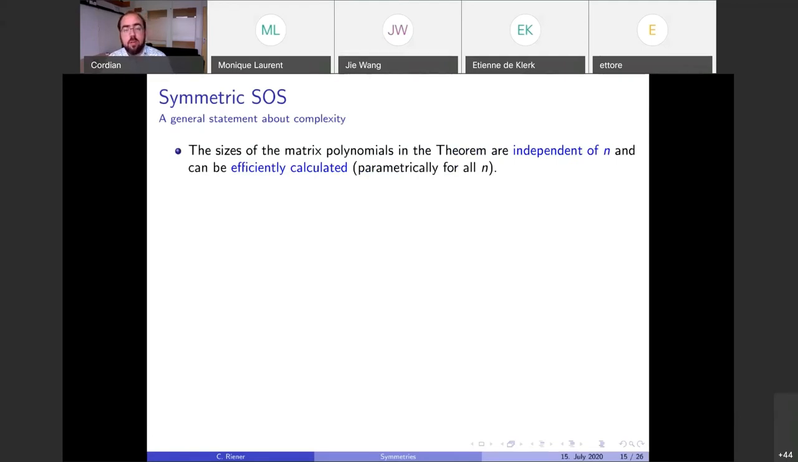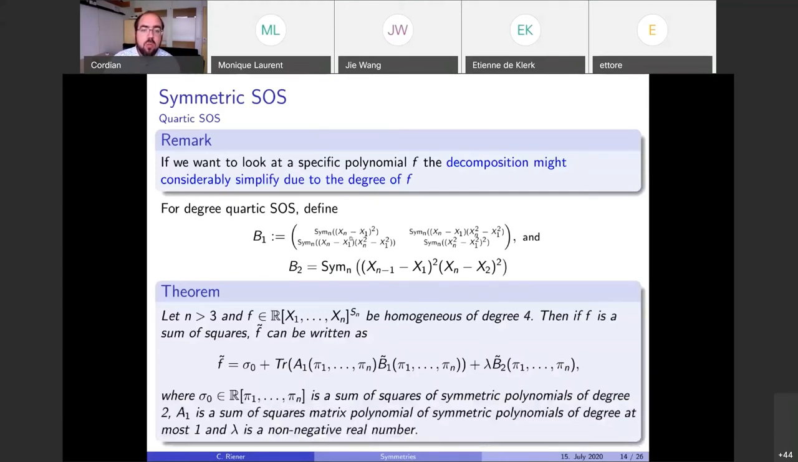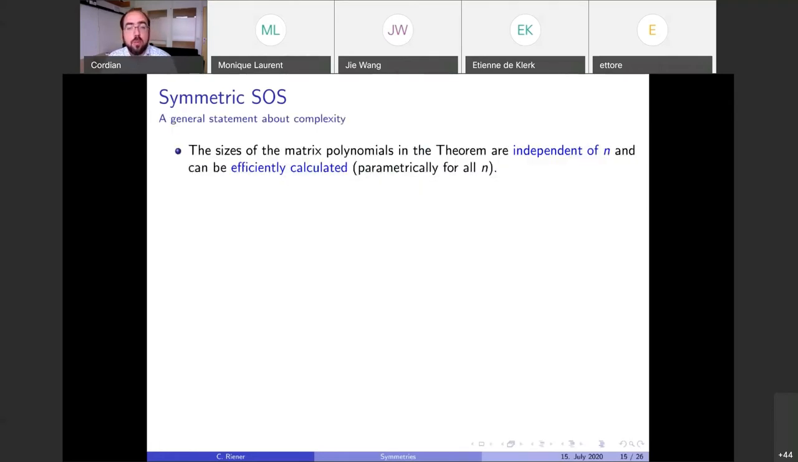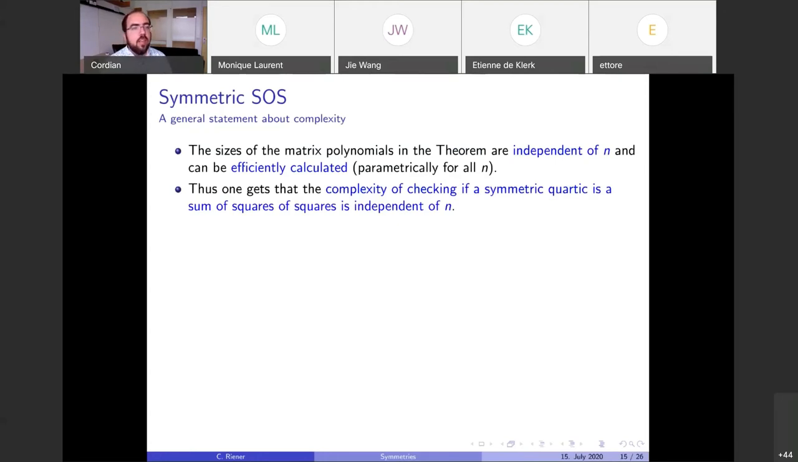When you look at this theorem again, the sizes of the matrix polynomials in this theorem are actually independent of n. And those matrices can also be efficiently calculated. One has to compute these symmetrizations, but since those small factors are invariant under a huge subgroup of S_n, this can essentially be done by hand. And once you have them, maybe parametrically with the parameter n, you get a way of checking that a symmetric polynomial of degree 4 in a number of variables n that you don't necessarily need to specify ahead of time is a sum of squares. So in particular, the complexity of checking if a symmetric quartic polynomial is a sum of squares is independent of n.